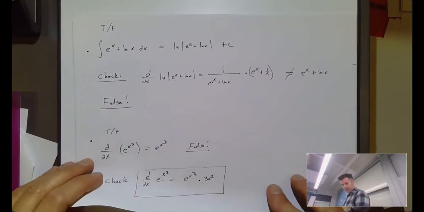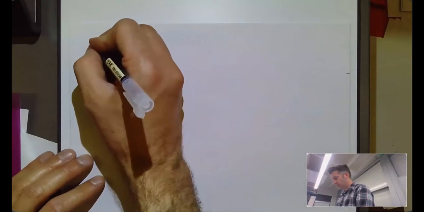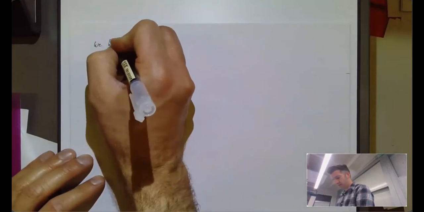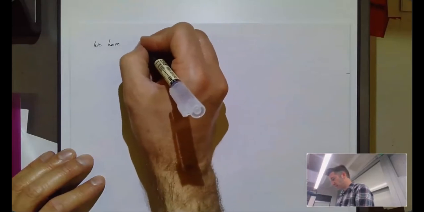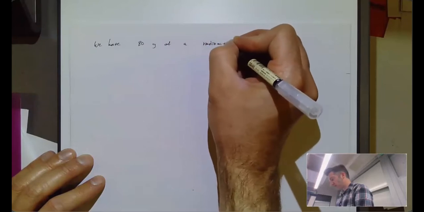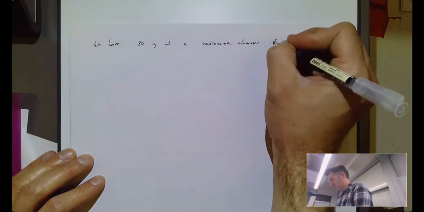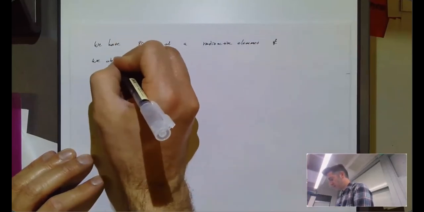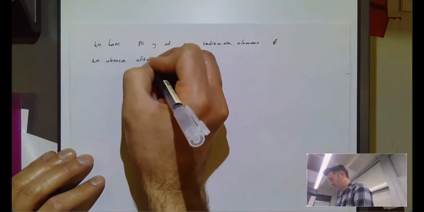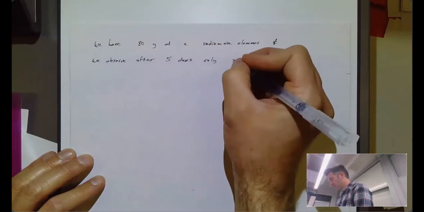Let's look at, in the same sort of vein of kind of going back a little bit, an exponential growth or decay problem. So let's say we have 80 grams of a radioactive element. And we observe that after 5 days, only 30 grams remain.